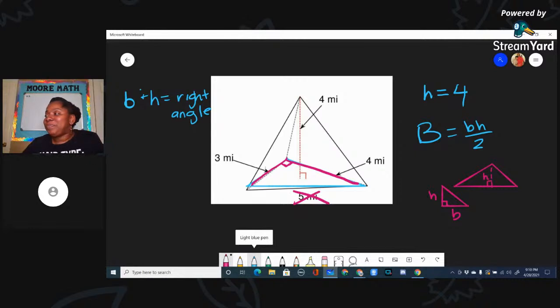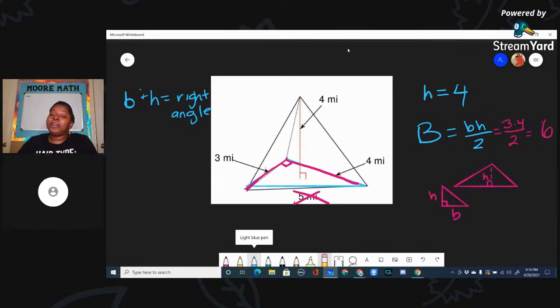Okay, so these are the 2 sides, 3 and 4, right? So we're going to do base times height divided by 2. What's 3 times 4? 12. 12 divided by 2 is? 6. Awesome. So that's the area of the base.